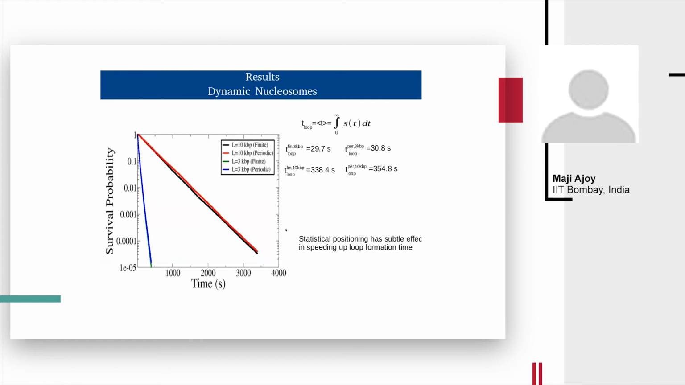The conclusion from this part is that though the speeding up in case of dynamic nucleosome largely comes from the dynamicity of the nucleosome, the statistical positioning of nucleosome has a subtle effect in speeding up the loop formation time.